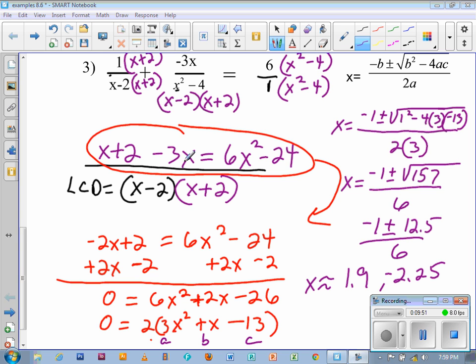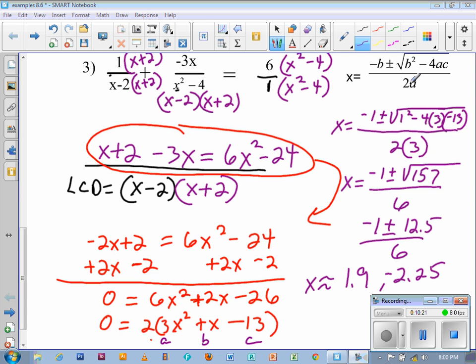You can see I put the x and minus 3x to get negative 2x. We got 2 there, 6x squared minus 24. I added 2x to both sides. At the same time, I subtracted 2. I got 6x squared plus 2x minus 26. And to help reduce things a little bit, I factored out a 2. That just made my a, b, and c values a little less. You don't have to do that. You can use a as 6, b as 2, and c as minus 26, and you'll get the same solution.